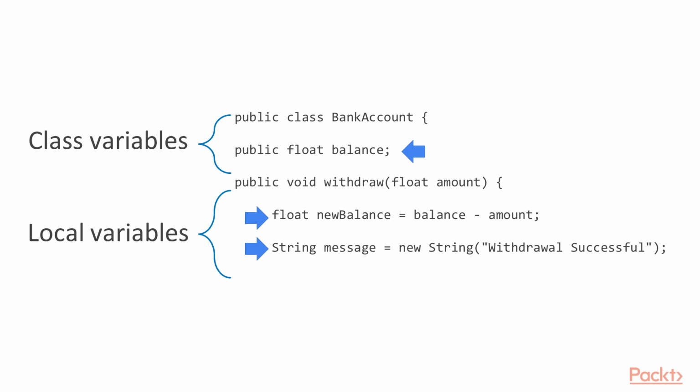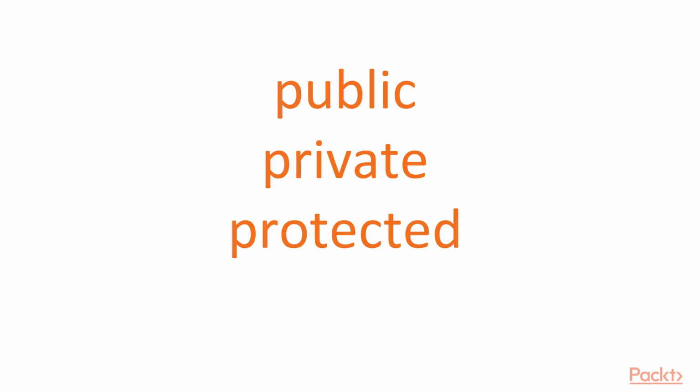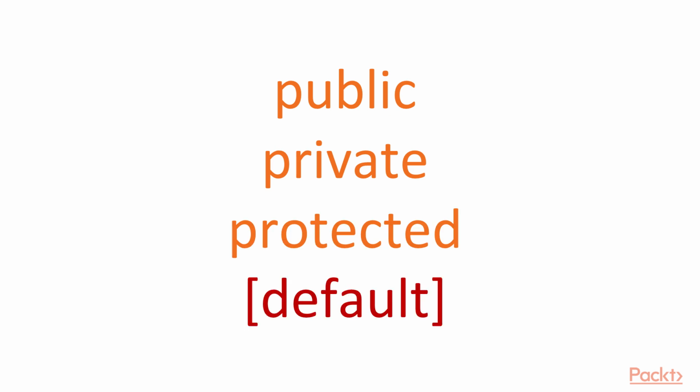In the code snippet you see on the screen now, the class variable called balance is declared as a float type with the keyword float, and the local message variable is declared as an object type String. Notice that the balance class variable declares an access modifier of public. Remember that class variables can declare an access modifier, which can be one of public, private, protected, or default. You should note that default is not actually the name of an access modifier keyword, but is the name that we give to access granted to a variable when no access modifier is explicitly specified.